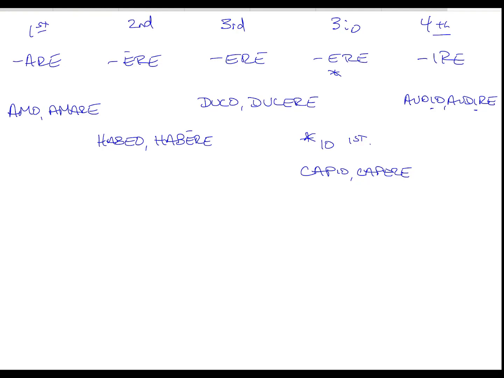First conjugation, ARE. Second conjugation, long ERE. Third conjugation, whether it's a third or third IO, short ERE. And the fourth conjugation, IRE. The third IO and the fourth, the reason they are together is they both have this IO in the first principal part.